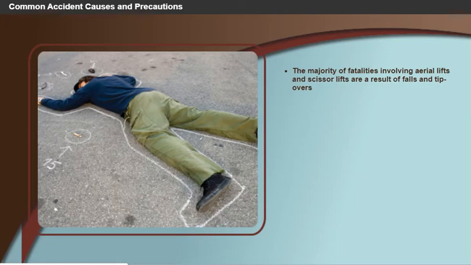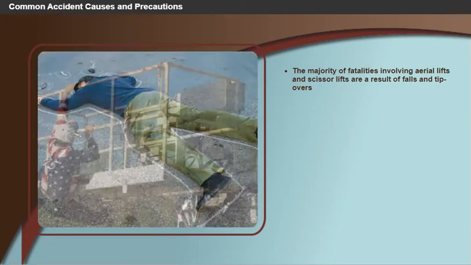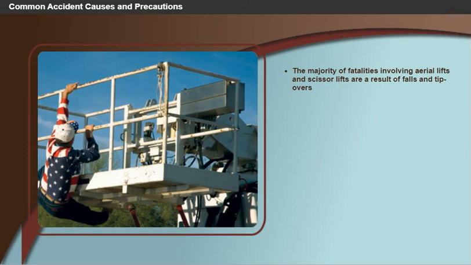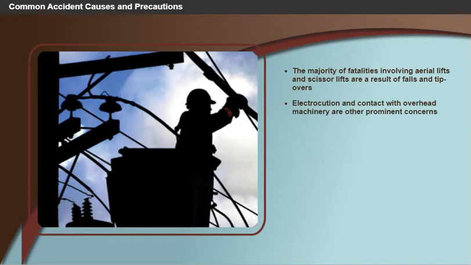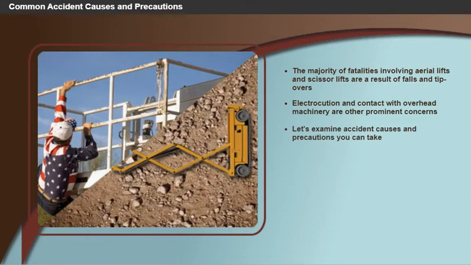The majority of fatalities resulting from use or misuse of aerial lifts and scissor lifts are a result of unrestrained falls and tip-overs. Electrocution and contact with overhead machinery are other prominent concerns. Let's look at each way that falls and tip-overs occur and explore precautions you can take to prevent these accidents.